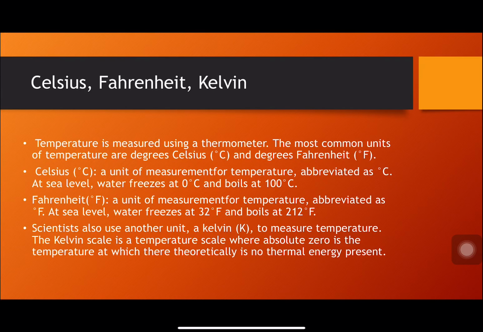Moving on to Celsius, Fahrenheit, and the Kelvin scale. Temperature is measured using a thermometer, of course. The most common units of temperature are degrees Celsius and degrees Fahrenheit. Celsius is a unit of measurement for temperature, abbreviated as C. At sea level, water freezes at 0 Celsius and boils at 100 Celsius. Fahrenheit is a unit of measurement for temperature, abbreviated as F. At sea level, water freezes at 32 Fahrenheit and boils at 212 Fahrenheit.